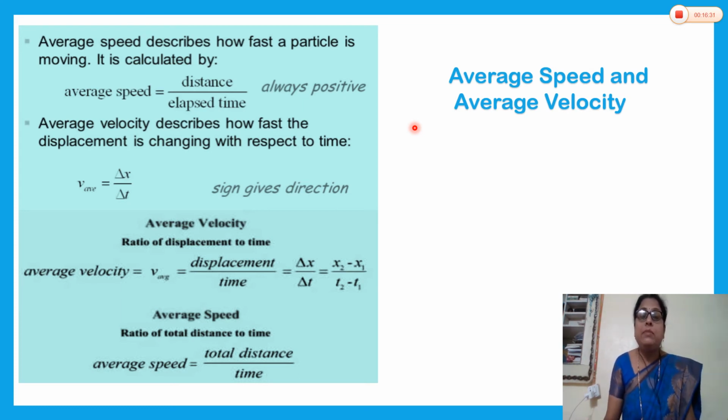The total time is suppose 4 hours. In that case, the average speed is 200 upon 4, again 50 km per hour. But what is the average velocity? Here the displacement is 0.